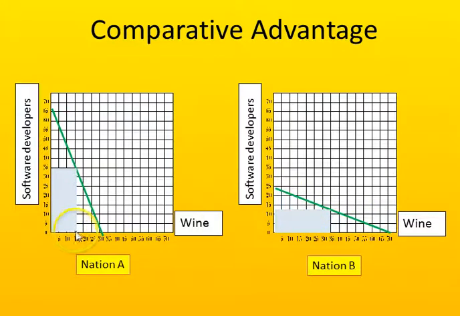For the sake of argument, we're going to assume that each of these nations decides to take half their resources in production of software and in production of wine. And the blue area then represents what their production would look like. We would produce this much wine, this much software in Nation A, and this much software in B, and this much wine in B.